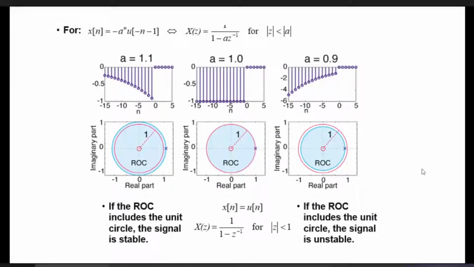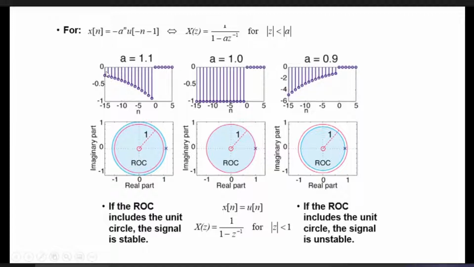Okay. So it is 1 by 1 minus AZ inverse. For both cases, the Z transform is the same for causal and anti-causal. For causal, it is 1 by 1 minus AZ inverse, and for anti-causal, also it is 1 by 1 minus AZ inverse. But there are differences in the ROC. For causal sequence, ROC is mod Z greater than A, and for anti-causal sequence, ROC is mod Z less than A. Inside the circle, and that one is outside the circle.